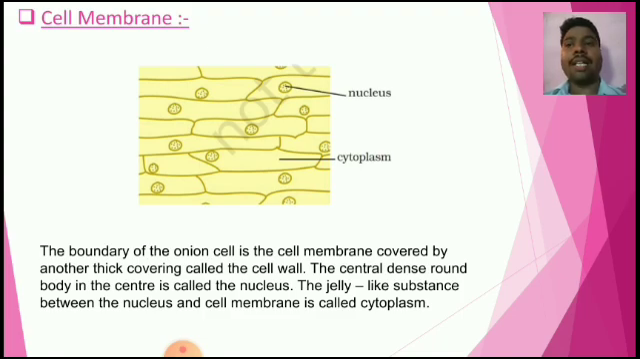The central dense round body in the center is called the nucleus. In the picture we denote the nucleus. This nucleus is a central dense round body. The jelly-like substance between the nucleus and cell membrane is called cytoplasm. See in the picture, we denote this cytoplasm. Cytoplasm is a jelly-like substance between the nucleus and the cell membrane.